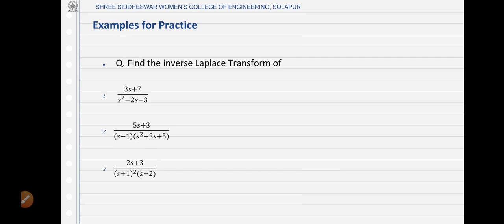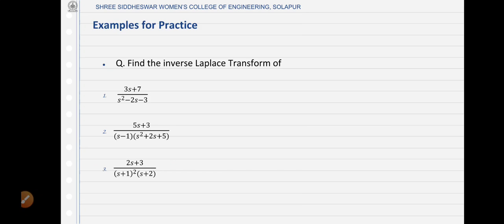Now the third example, 2s plus 3 divided by (s plus 1) square into (s plus 2). Here the denominator is containing the linear factors, but the linear factors are not distinct ones. One of the factors is repeated. So you have to apply the method of example number 2 solved in this lecture to solve this example number 3. So it becomes A upon s plus 1 plus B upon (s plus 1) square plus C upon the third factor s plus 2.